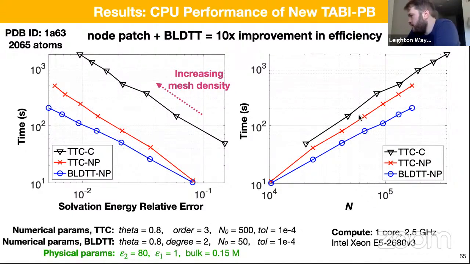I like this graph too, because it just shows you, in terms of the number of elements along our surface, how much cheaper it is for us. And it's quite a bit cheaper. Overall, when you take into account solvation energy relative error as well, doing node patch with BLDTT is roughly a 10 times improvement in efficiency over what we were previously doing with TOBI-PB.